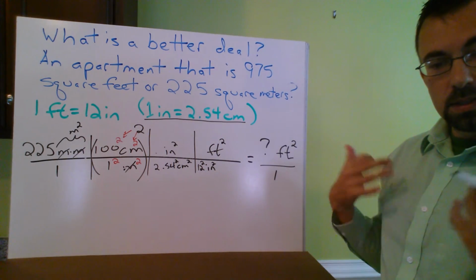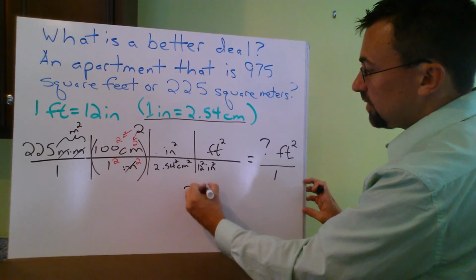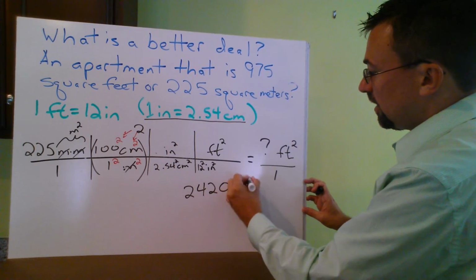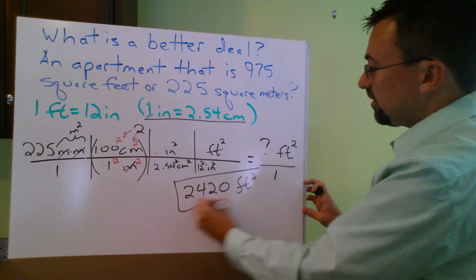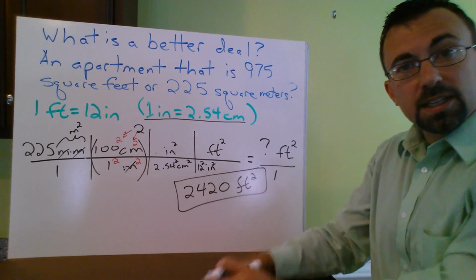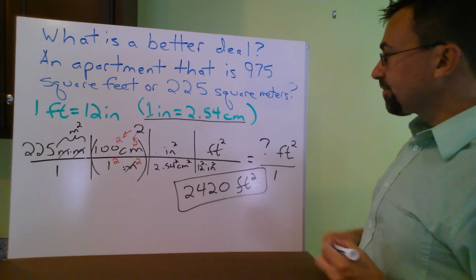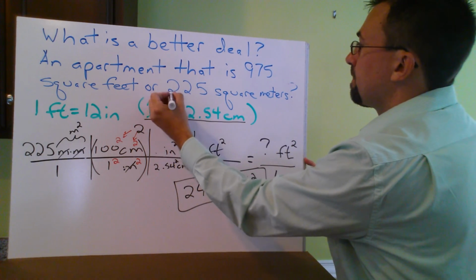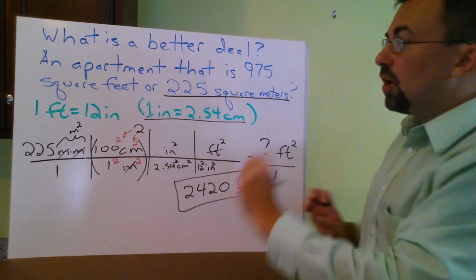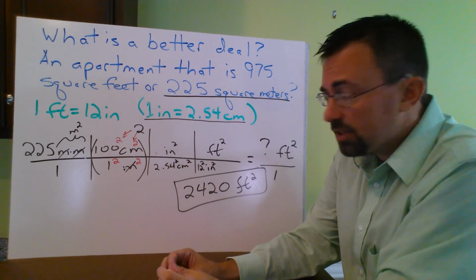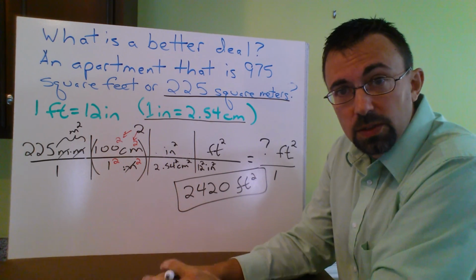If we go through, do a little mathematics, 2,420 square feet, and you are right, this is a trap question, and the smaller number is actually the bigger number, if you will. So, the better deal is the square meters. Always good to go back and see, did I answer the question? It's great that I got an answer, but did I answer the question?